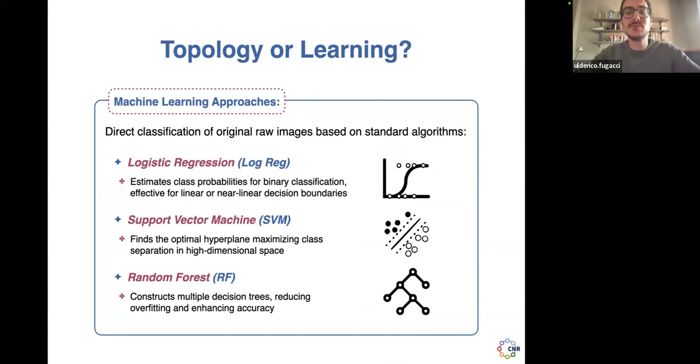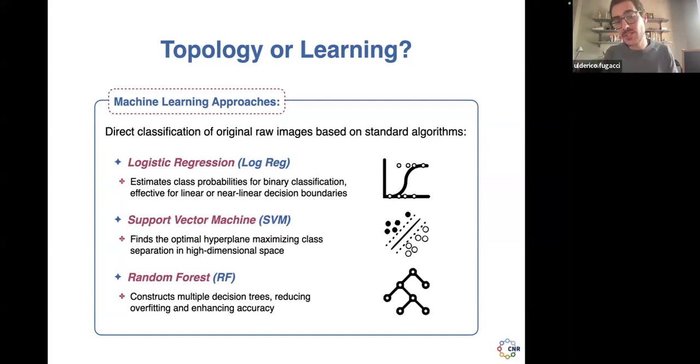Also in this case, we try to select the most standard algorithms that we are able to find in the literature. And so we consider three different machine learning approaches that are applied on the original raw images. So in this case, there is no preprocessing except for the resize that I mentioned before. The first approach is logistic regression, which we all know is able to estimate class probabilities and is effective specifically for binary classification. Then we consider support vector machine, which is capable of finding the optimal hyperplane maximizing the separation between classes.